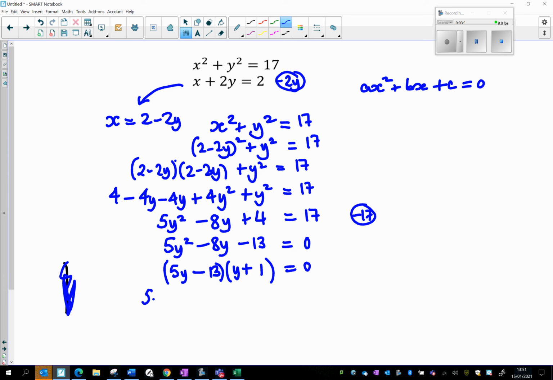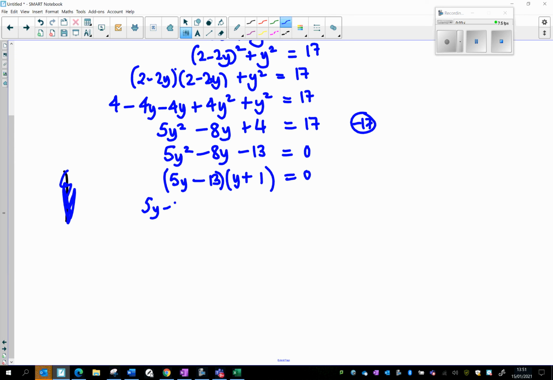Okay, so first bracket. Remember, to solve a quadratic equation, either the first bracket has to equal 0. So 5y minus 13 could equal 0. That means that 5y would equal 13. And if we divide both sides by 5, y comes out as 13 over 5, which is 2.6. Okay, or from the other bracket, y plus 1 is equal to 0, which gives me a y value of minus 1.